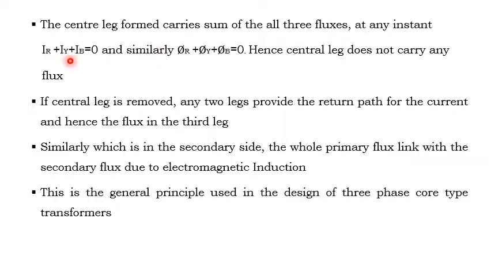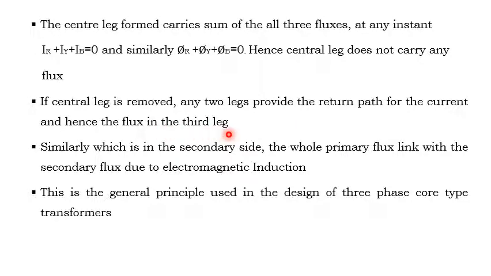At any instant we can say that IR plus IY plus IB is equal to 0, and similarly the respective fluxes phi R plus phi Y plus phi B is equal to 0. Hence the central leg does not carry any flux. If the central leg does not carry flux, the central leg can be removed. So any two legs provide the return path for the flux in the third leg.